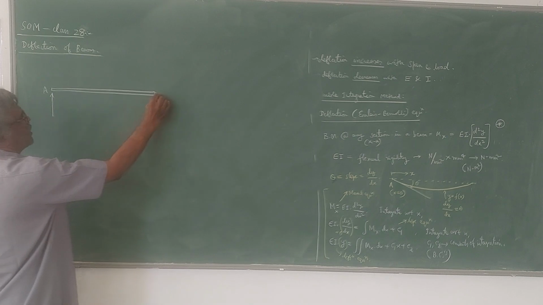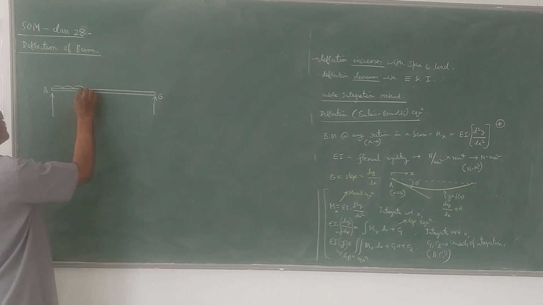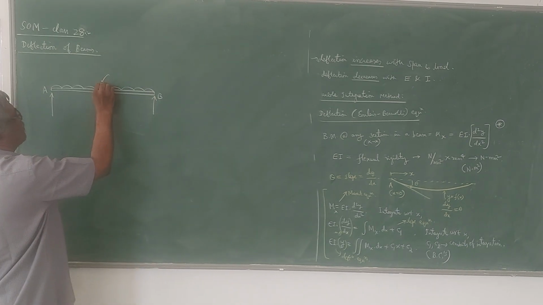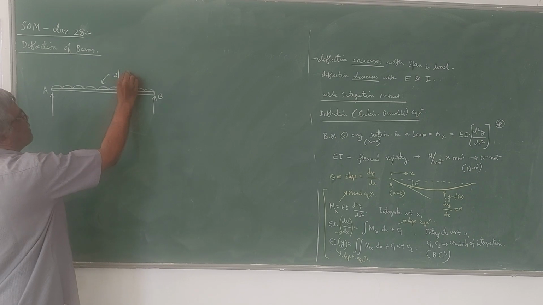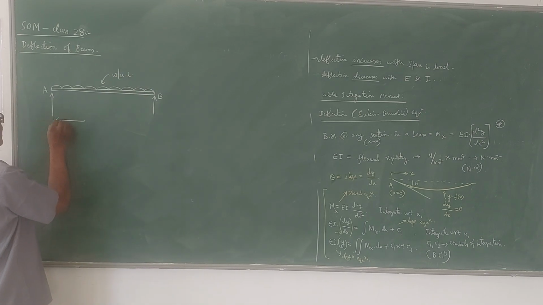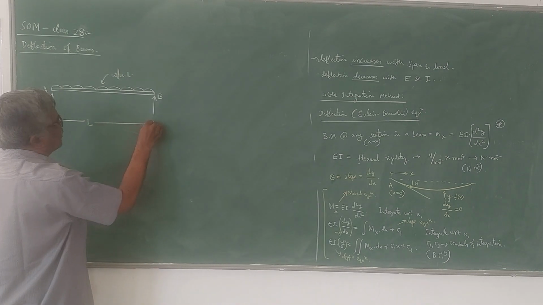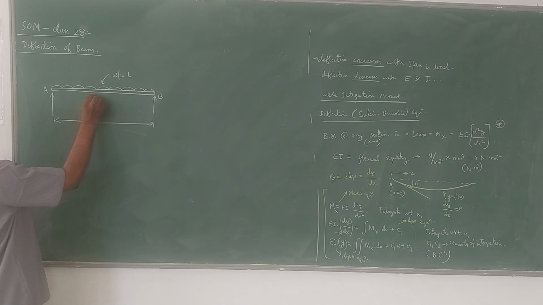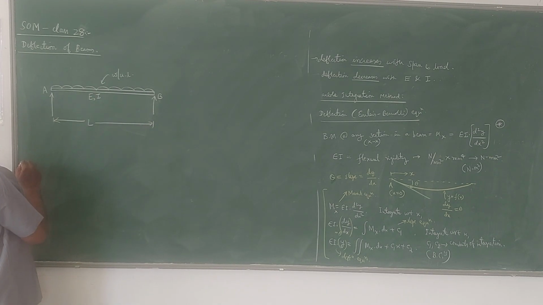AB is the simply supported beam, A and B are the simple supports, with UDL, W per unit length. Span of the beam is L. And flexural rigidity is E into I. So that is the meaning.